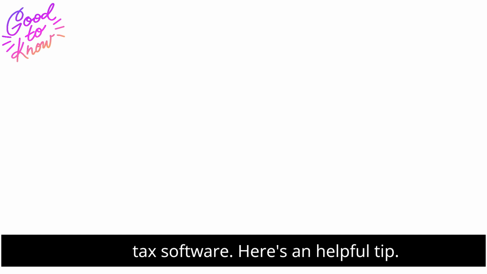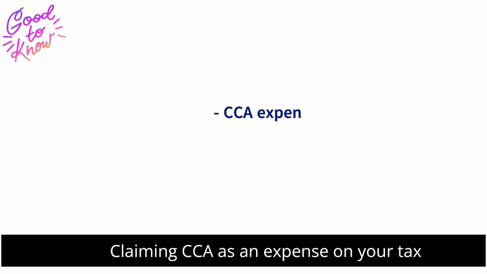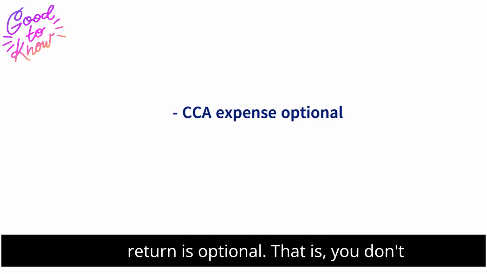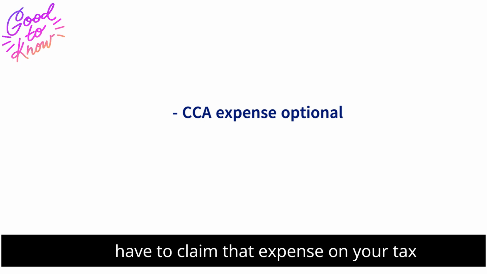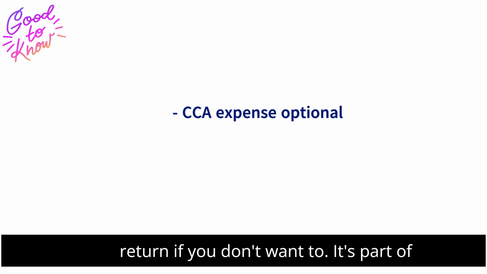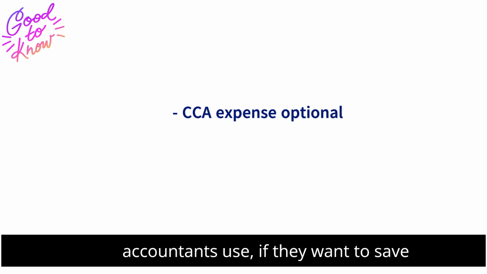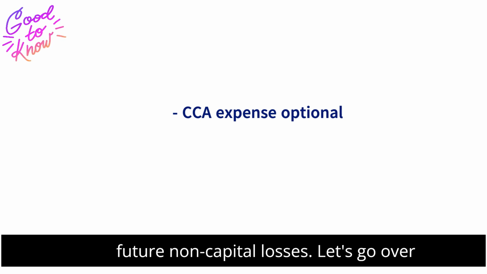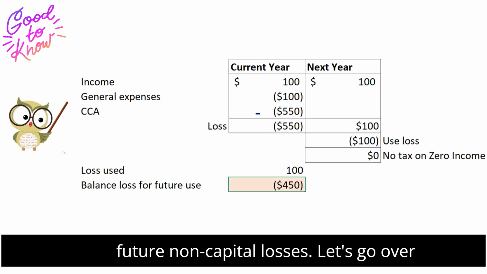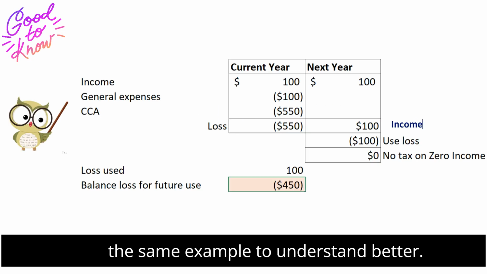Here's a helpful tip. Claiming CCA as an expense on your tax return is optional. That is, you don't have to claim that expense on your tax return if you don't want to. It's part of the tax planning that chartered accountants use if they want to save future non-capital losses. Let's go over the same example to understand better.